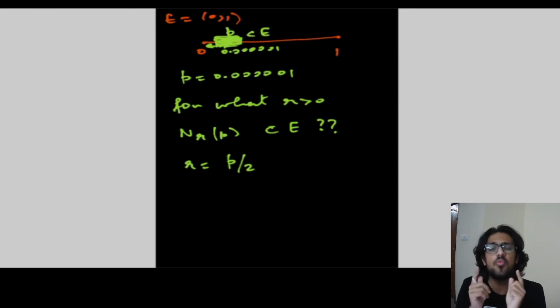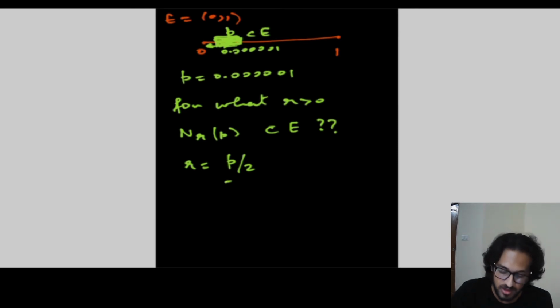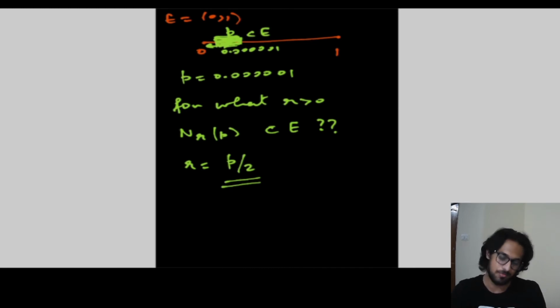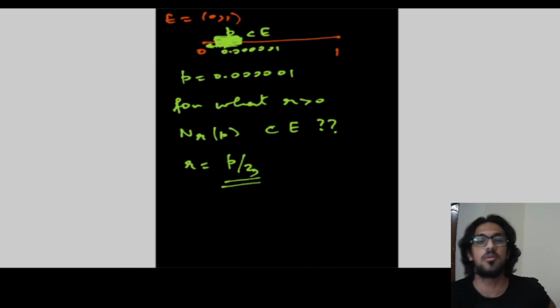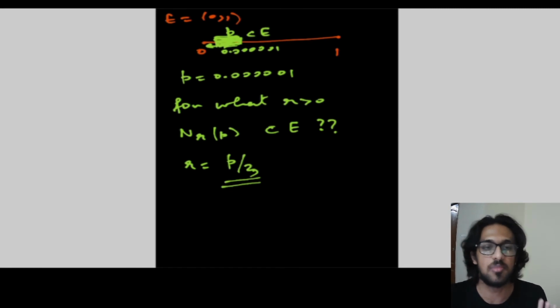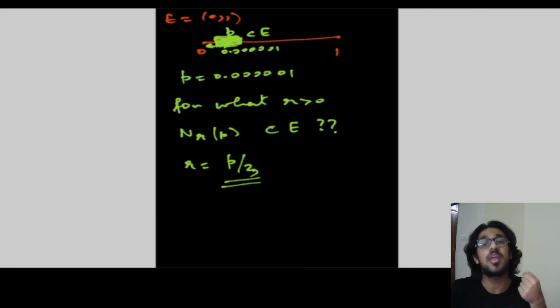Now, no matter how small you make it, you can always find at least one neighborhood such that the entire neighborhood is a subset of E. And I showed you how to pick that radius. This is just one radius. You can pick P by 3 also if you want, doesn't matter, whatever you want. You just have to show one neighborhood. So this is one such neighborhood that will work for any point P.